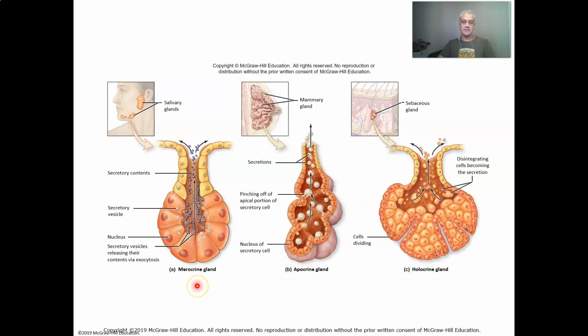The merocrine gland, none of the cell becomes a part of the secretion. And in the middle is the apocrine gland, where the top part of the cell becomes a part of the secretion, but the rest of the cell stays behind and continues to do its thing.